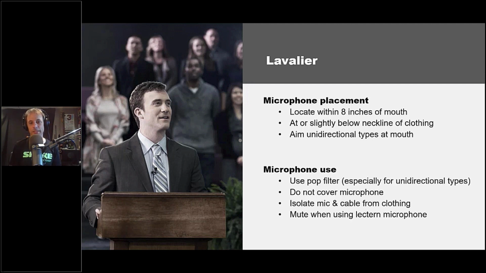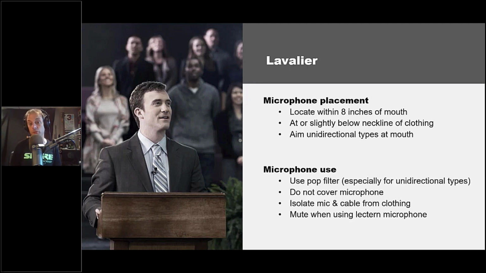Again, remember, if you're using a unidirectional mic, you have to verify that it is pointed in the correct direction, up at the mouth and not off to the side. Pop filters are essential, particularly with unidirectional types that tend to be a little more sensitive to that. You really want to have that windscreen on there. Also make sure you're clipping the cabling so that it's not loose, might not get tugged, or look unsightly.